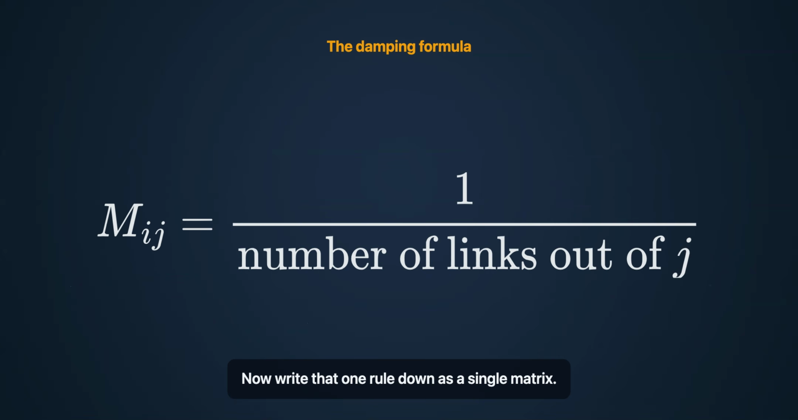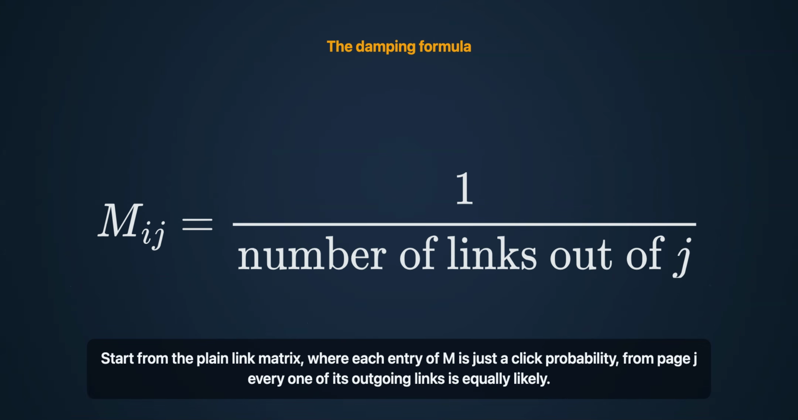Now write that one rule down as a single matrix. Start from the link matrix, where each entry of M is just a click probability.